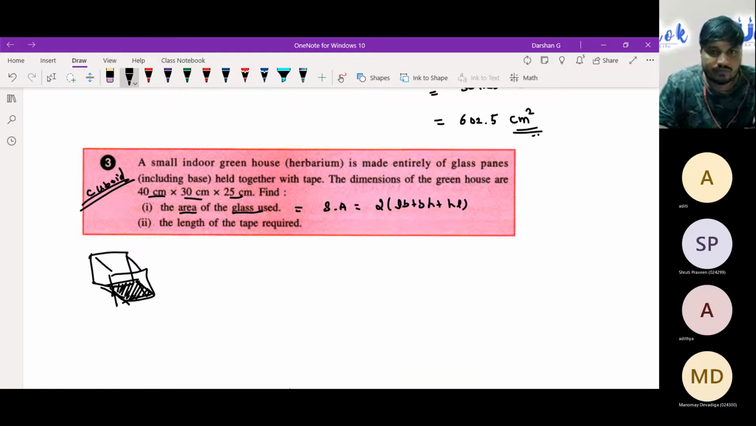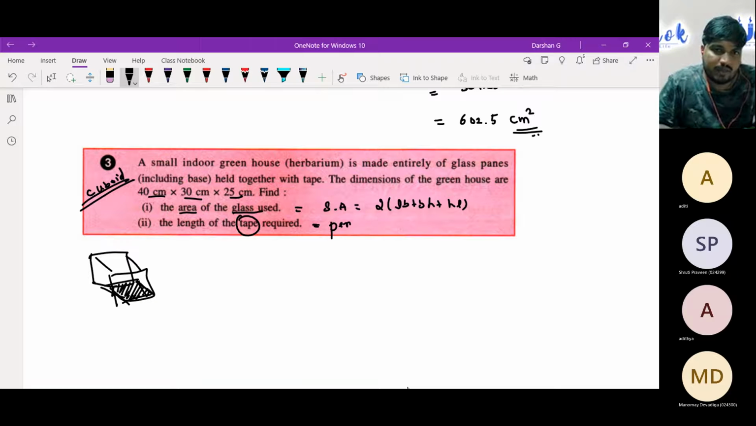Okay. That's it. So try and find with respect to this formula, you have everything. That's it. How do we find the length of the tape? Length of the tape. So what is this tape doing? It's holding it together. So how do we find the length of the tape?